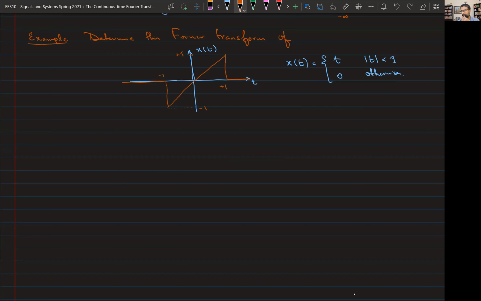So how many of you were able to do this on your own? Anyone try this out using the integration property or direct application of the Fourier transform relationship? Kisne kiya try? Kisne nahi kiya? Right, Zen, were you able to do this? No, sir, I didn't actually try this.